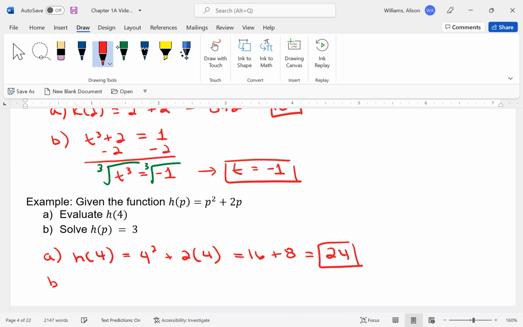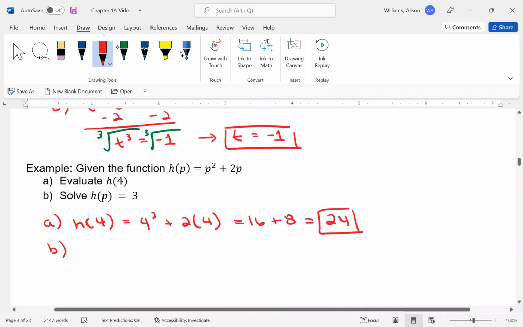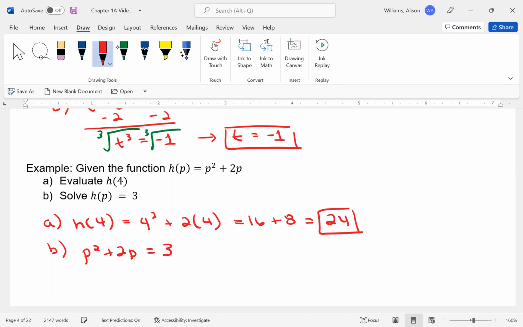Okay, but the other one is trying to figure out which p value we have to plug in so that we get 3. So this time I'm taking p squared plus 2p, and I'm going to try to figure out when it equals 3. What p value gives me 3?